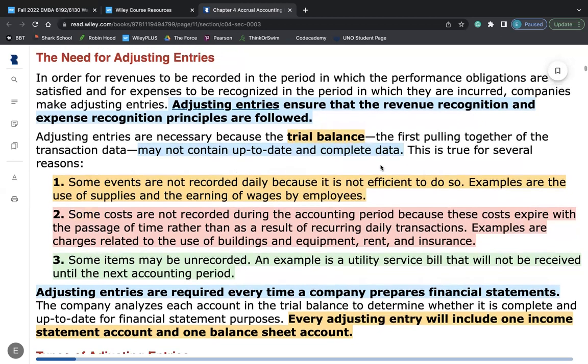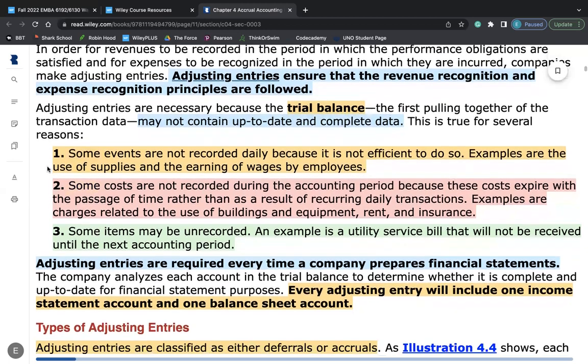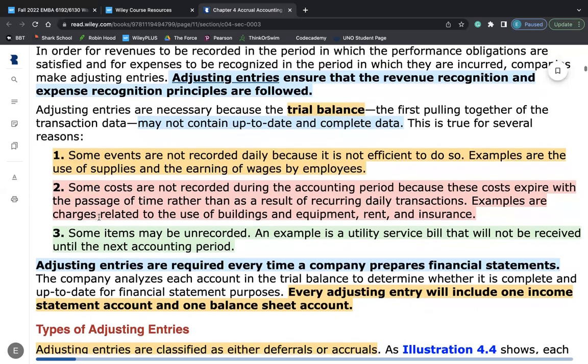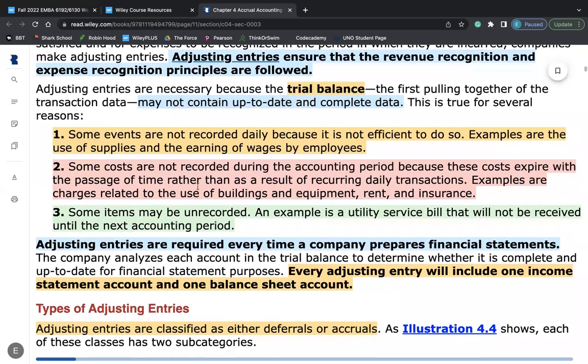our balances. So let's give a few scenarios of why this may be true. Some events are not recorded daily because it's not efficient to do so. Examples are use of supplies and the earning of wages by its employees. Some costs are not recorded during the accounting period because these costs expire with the passage of time rather than as a result of recurring daily transactions. Examples are charges related to the use of buildings and equipment, rent, and insurance.